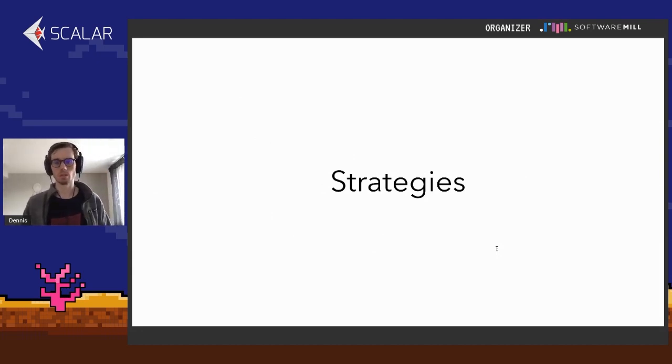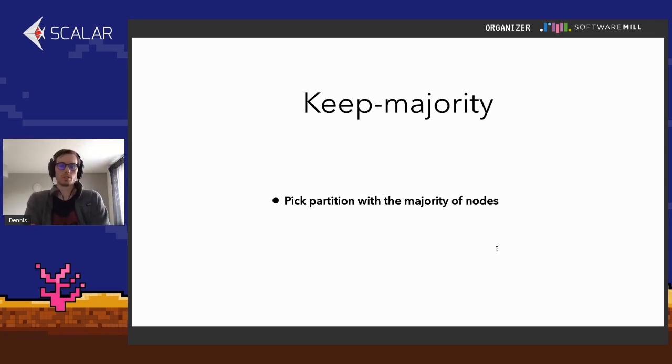So now we'll go into the 4 different strategies that Lithium can provide you. I use the same names as the Lightbend one, because I don't think it's a good idea to change names just for the sake of it. So you can technically use both documentations. First, keep majority. Keep majority, as the name suggests, will pick the partition that has the majority of nodes in the cluster to survive.